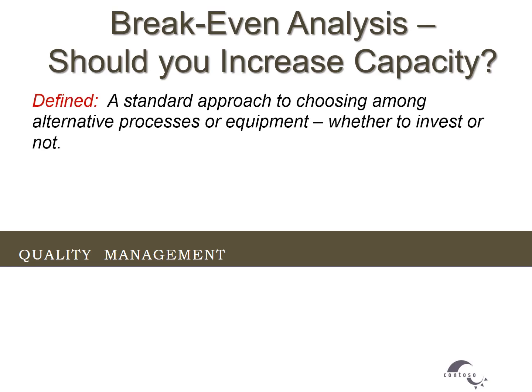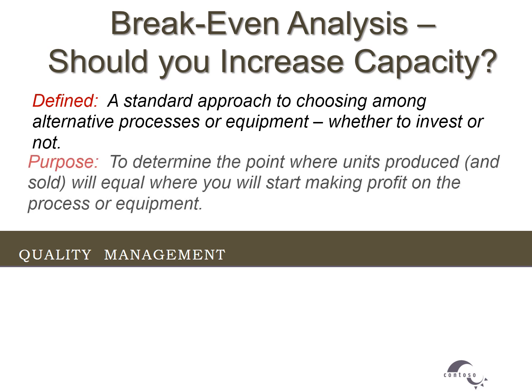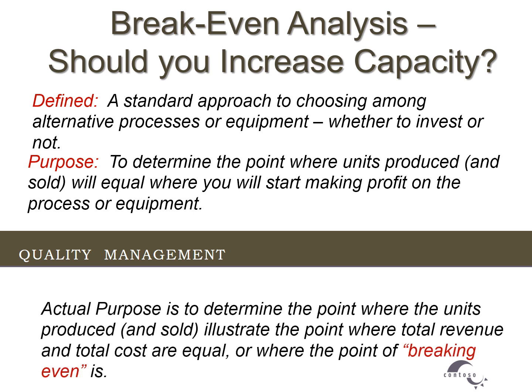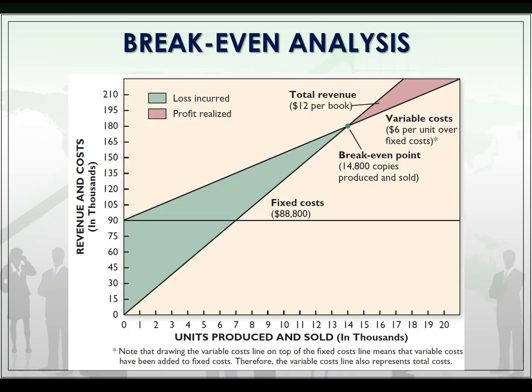Should you increase capacity? A standard approach to choosing among alternative processes or equipment is to decide whether to invest or not. The purpose is to determine the point where the units produced and sold will equal where you will start making profit on the process and or equipment. The actual purpose is to determine the point where the units produced and sold illustrate the point where total revenue and total cost are equal, or where the breaking even point is.